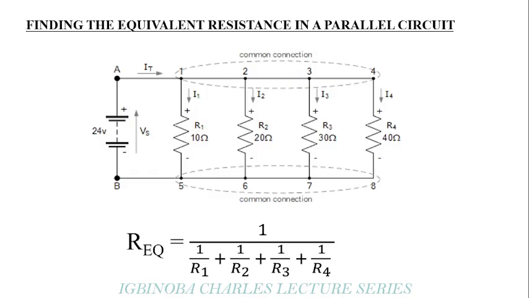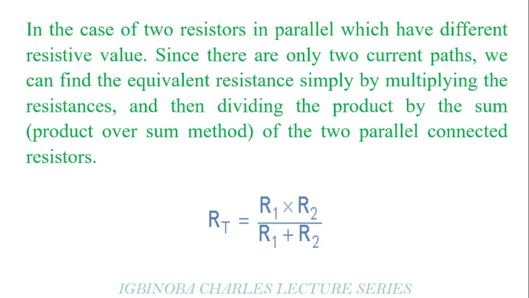So one key thing for a parallel circuit is to find the equivalent resistance. To find the equivalent resistance of a parallel circuit, R equivalent is equal to 1 over R1 plus 1 over R2 plus 1 over R3 plus 1 over R4. In cases where the resistances are different, you apply this law in order to look for the equivalent resistance. In the case of two resistors in parallel which have different resistive values, since there are only two current paths, we can find the equivalent resistance simply by multiplying the resistances and dividing the product by the sum of the two parallel connected resistors.